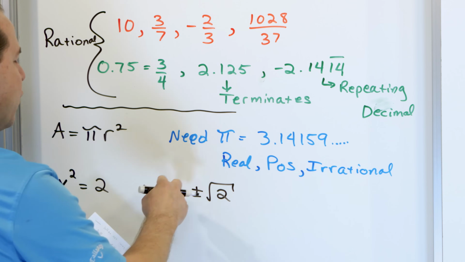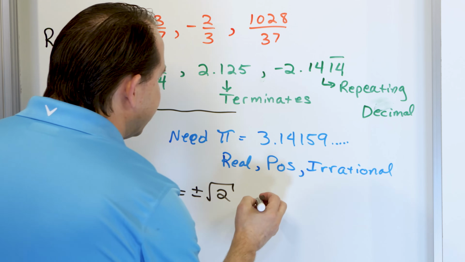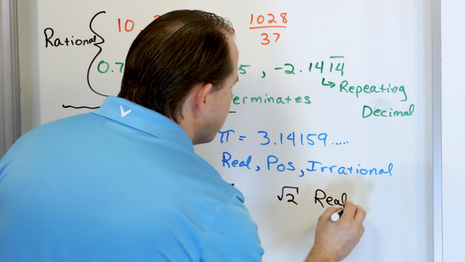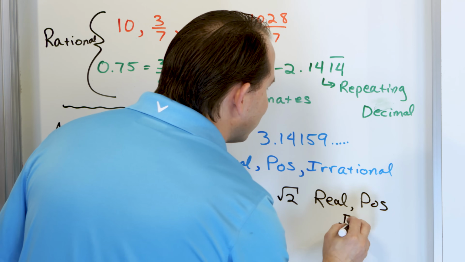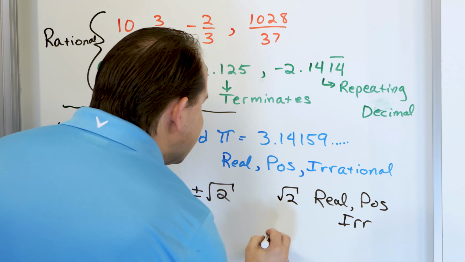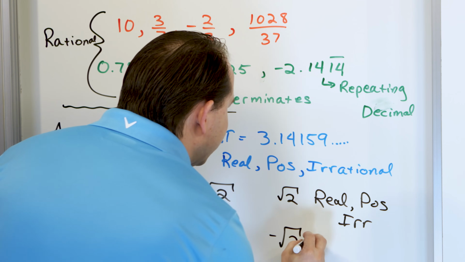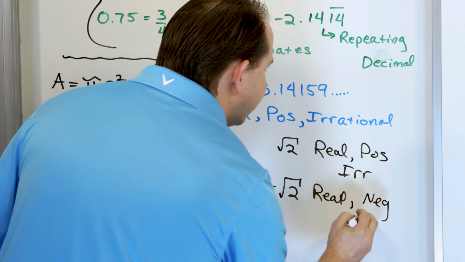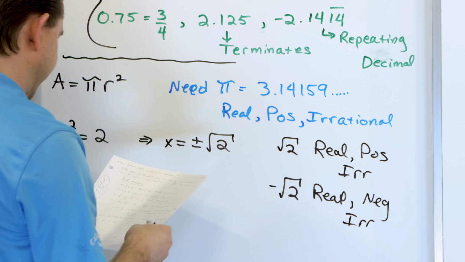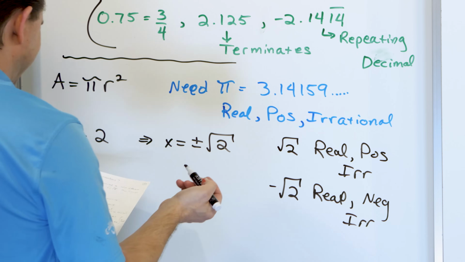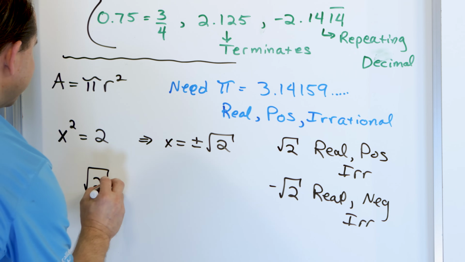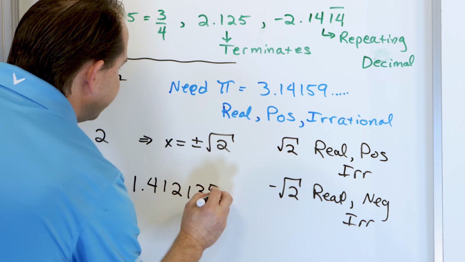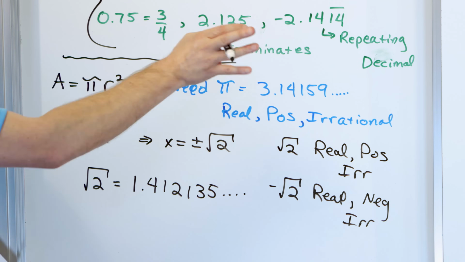So plus square root of 2 or minus square root of 2, we could just say the square root of 2 is real, positive, and irrational. I'll put IRR for that. And negative square root of 2 is real, but instead of positive, it's negative, and it's also irrational because you cannot write it as a fraction. Just in case you're curious, the square root of 2 is something like 1.412135... It does not repeat. It goes on forever and ever.